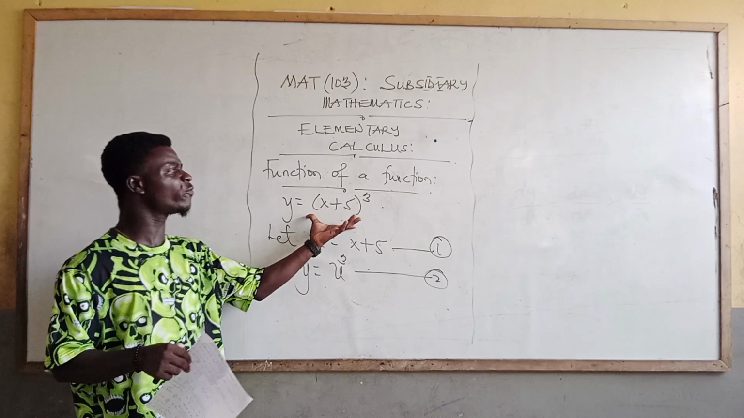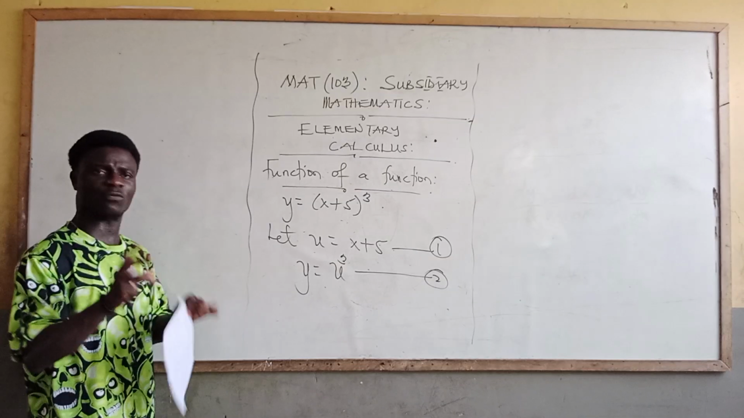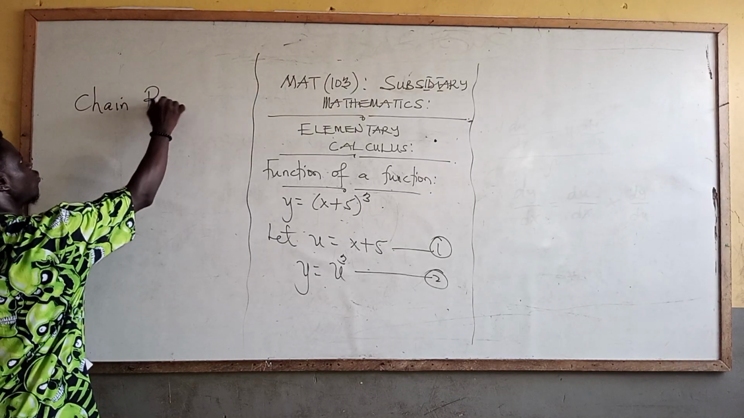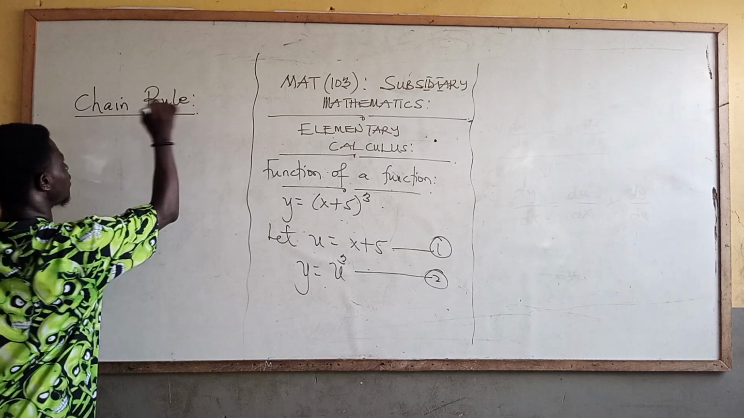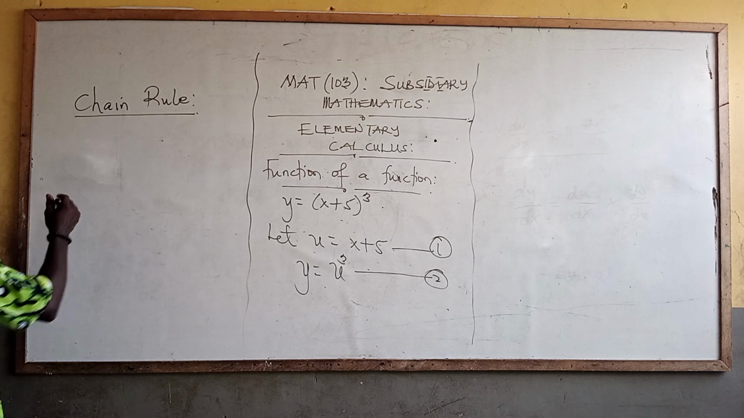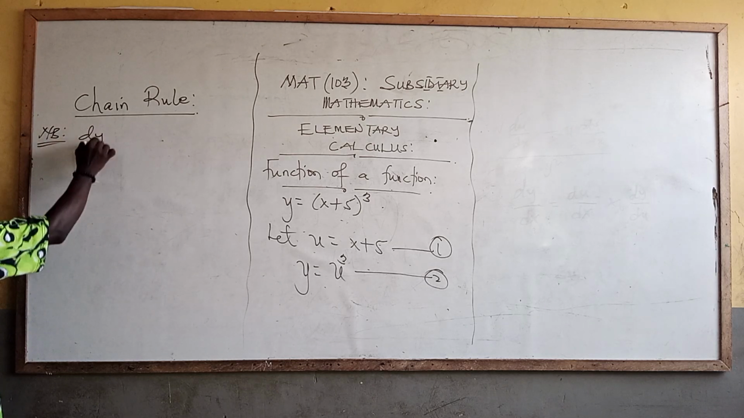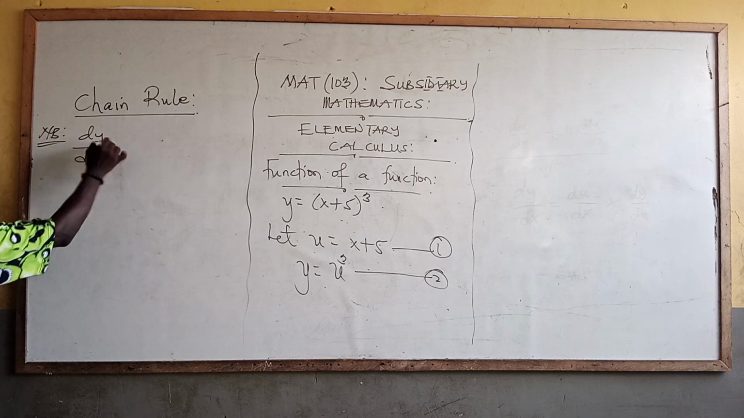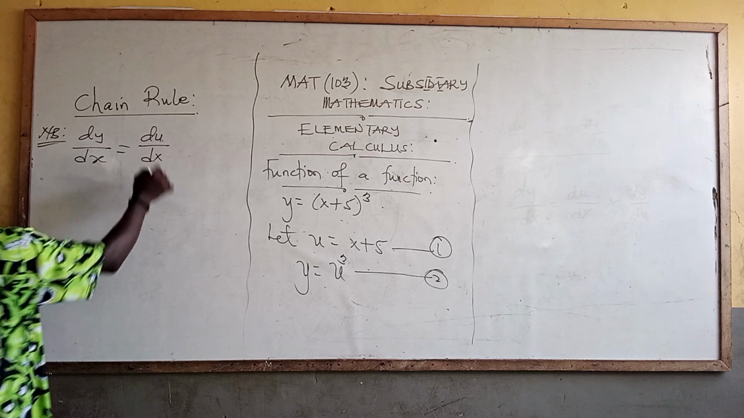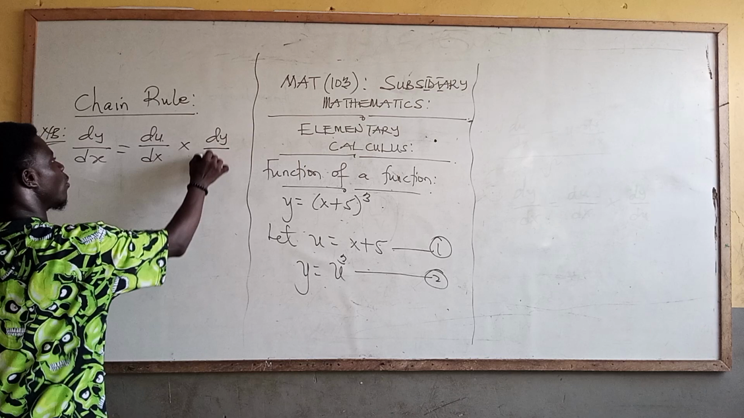So how can we differentiate this? In order to differentiate a function of a function, we proceed to the chain rule. We use the chain rule. To use the chain rule, you differentiate y with respect to x, which must be equal to du over dx times dy over du.